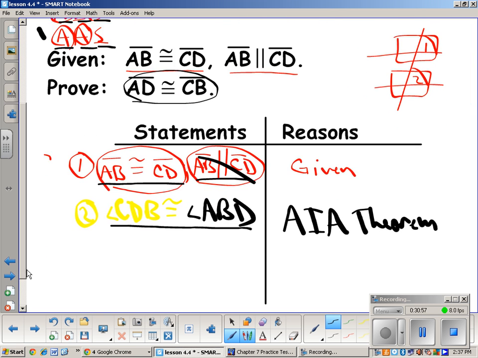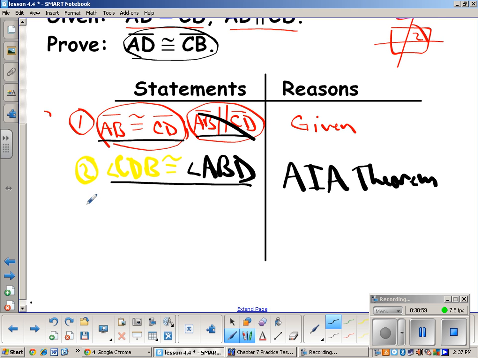Now, I'm going to say it just a little differently. You notice when I wrote here, DB, it went D then B, right? And over here, it went B then D. So when I do this, I'm just going to switch these around because that's the way they match up in the picture. Okay?